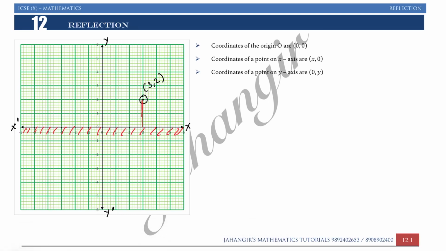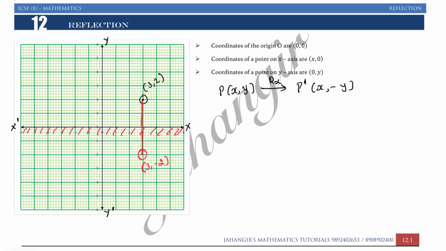So the reflection will be exactly the same distance on the other side. Here we have two blocks gap, and here also we will have a two block gap. So you will get the reflection exactly over here, and its coordinate will be 3 comma minus 2. So what did you understand? When any point x comma y is reflected in the x-axis, its y coordinate will change sign: x comma minus y.